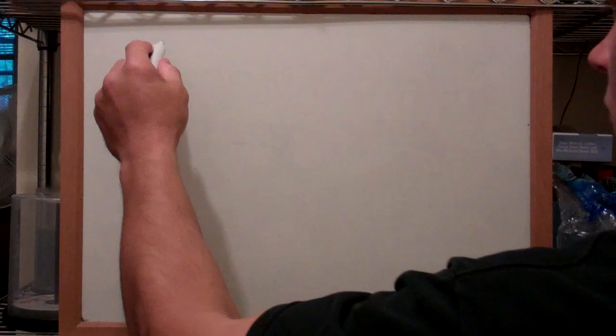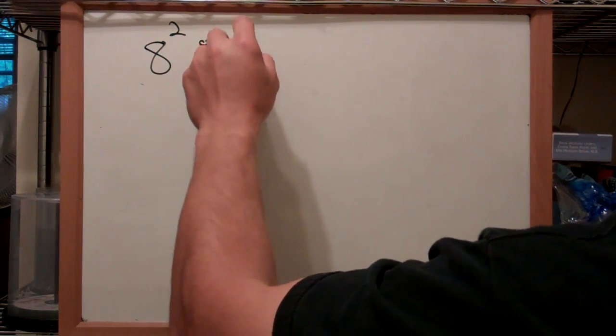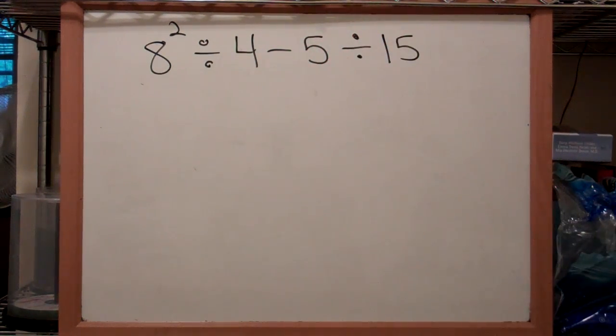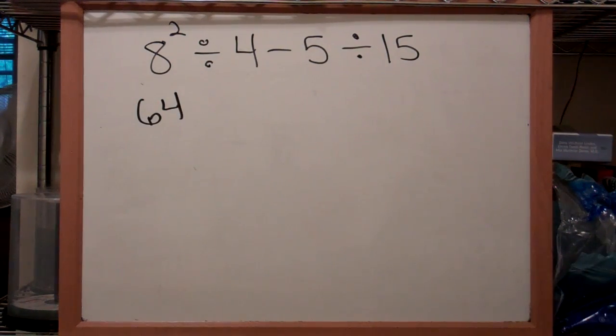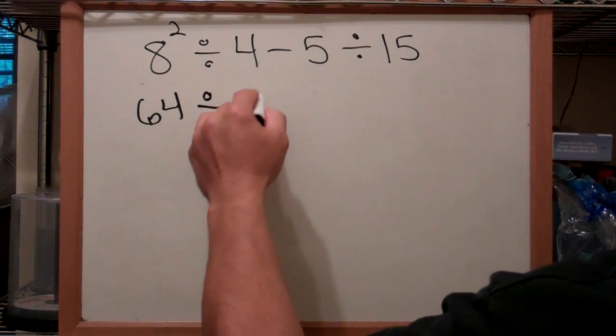Next, we'll look at an example where we have some division. And here again we have no grouping symbols to start with, but we do have exponents here. So we have to start with the exponents. 8 squared is going to be 64, not 16. That would be 2 times 8.